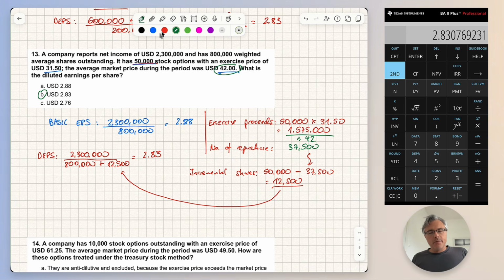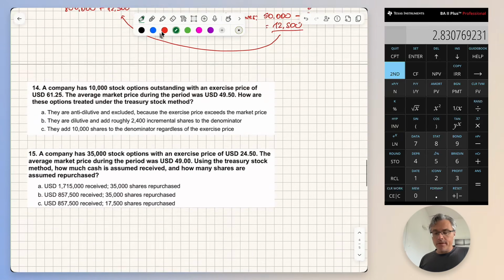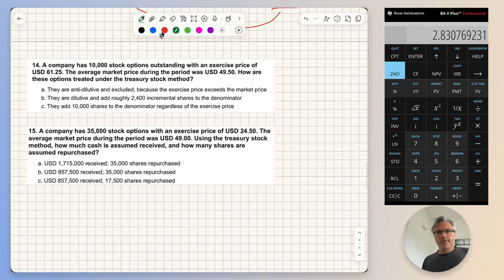Not so bad, hopefully. I know it took a while for me to solve this, but I'm talking and writing things down. In the exam, you don't have to write everything out. It's not an essay, just get the stuff over and done with, compute the right answer. And then 14: a company has 10,000 stock options outstanding with an exercise price of 61.25. The average market price during the period was 49.50. Good. How are these options treated under the Treasury stock method?